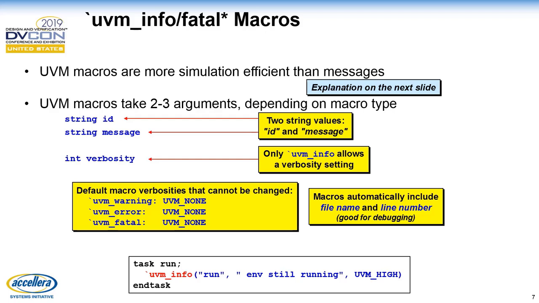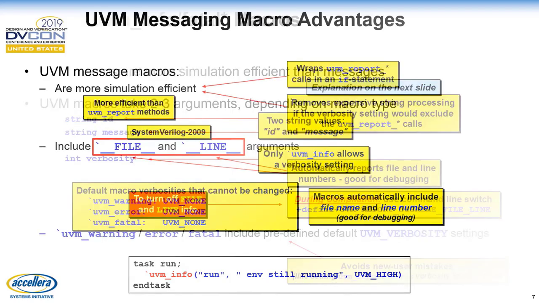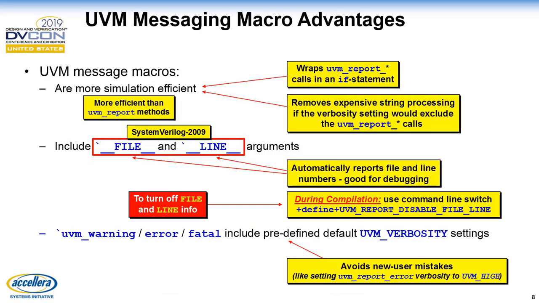And so you can say UVM info, again, the environment is still running with a verbosity of UVM high. And so all of your messaging macros are more simulation efficient than the methods that they call. How is that? Well, because the macros wrap those message calls in these if statements that basically check the verbosity before doing the string processing. You see, the methods, they'll do the string processing whether it's coming out or not. But the macros do a quick check to find out, is this even coming out? If not, let's not do the expensive string processing. And so they're more simulation efficient. So it removes that expensive string processing.